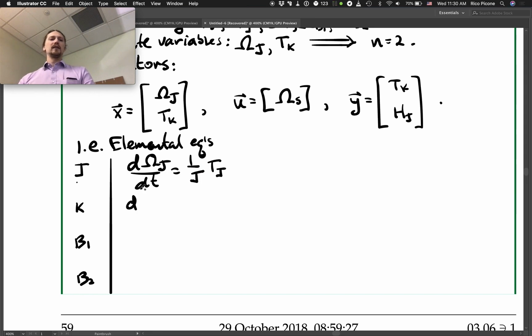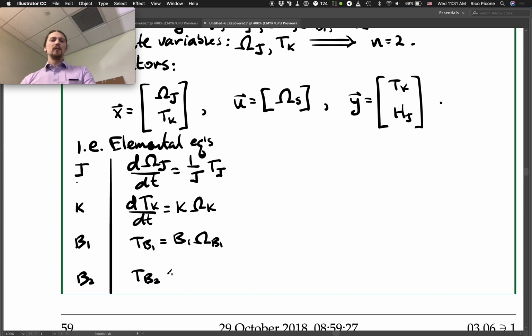For the spring, it's the time derivative of Hooke's law, so dTK dt equals K omega K. For B1, we have TB1 equals B1 times the angular velocity of B1. And it's essentially the same for B2: TB2 equals B2 omega B2. Oh man, that was a crappy little omega.